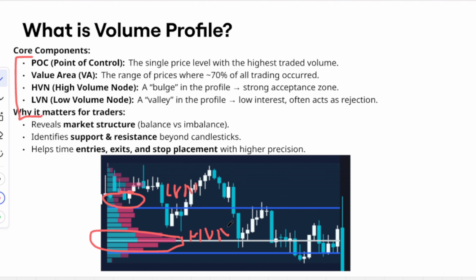A high value node is just as it says: a lot of price traded at this zone. There's very little price traded at this zone. If you're viewing it as a fair value gap or a value void, during this sell-off the price probably moved down here too quickly. Price did not spend much time around this zone, so it left very little volume.